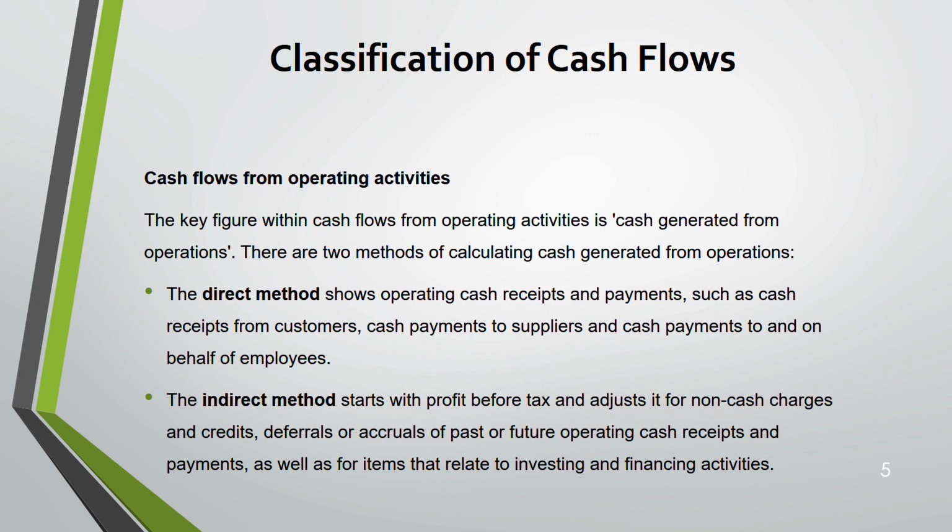And most of the time in the exam, it is the indirect method that you have to do. You start with profit before tax, adjust it with all non-cash items. For example, depreciation is a non-cash item. You add it back. Okay, profit and loss on disposal: profit you deduct, loss you add back. Okay.